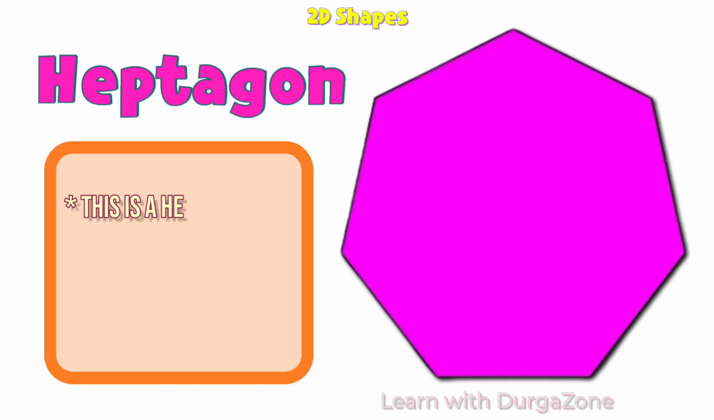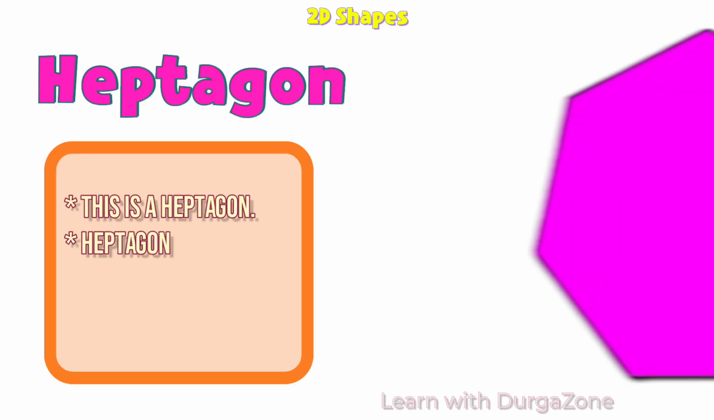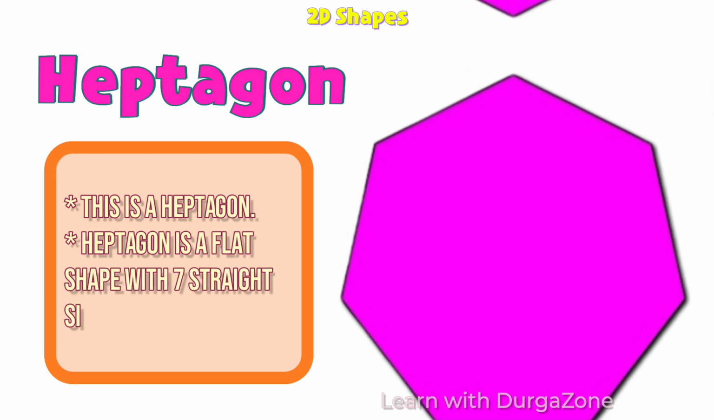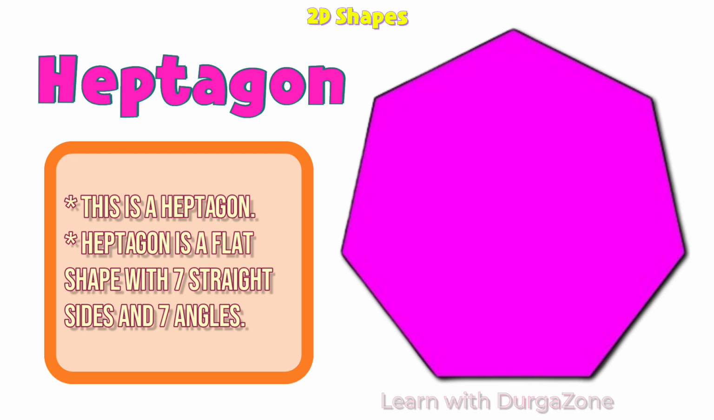Heptagon. This is a heptagon. Heptagon is a flat shape with 7 straight sides and 7 angles.